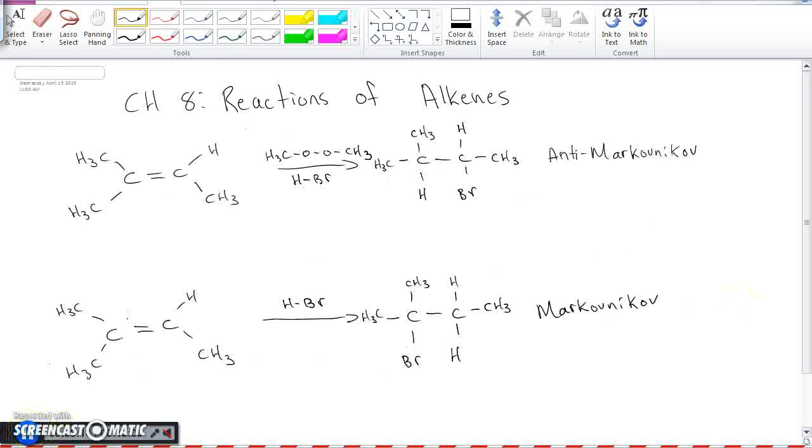Okay, I wanted to take a moment to differentiate between the Markovnikov pathway and the Anti-Markovnikov pathway. So the one that we've been looking at in this part of Chapter 8 is adding in a peroxide to hydrobromic acid to give our bromine radical. You'll notice that this will put the hydrogen on the more substituted carbon and the bromine on the less substituted carbon. This will be our Anti-Markovnikov type addition.